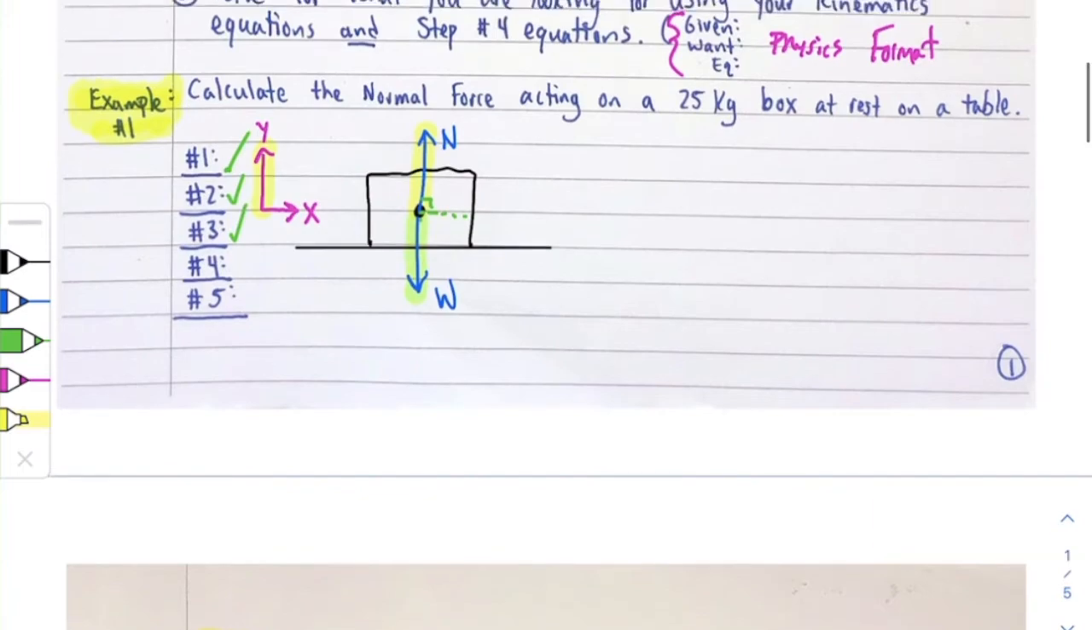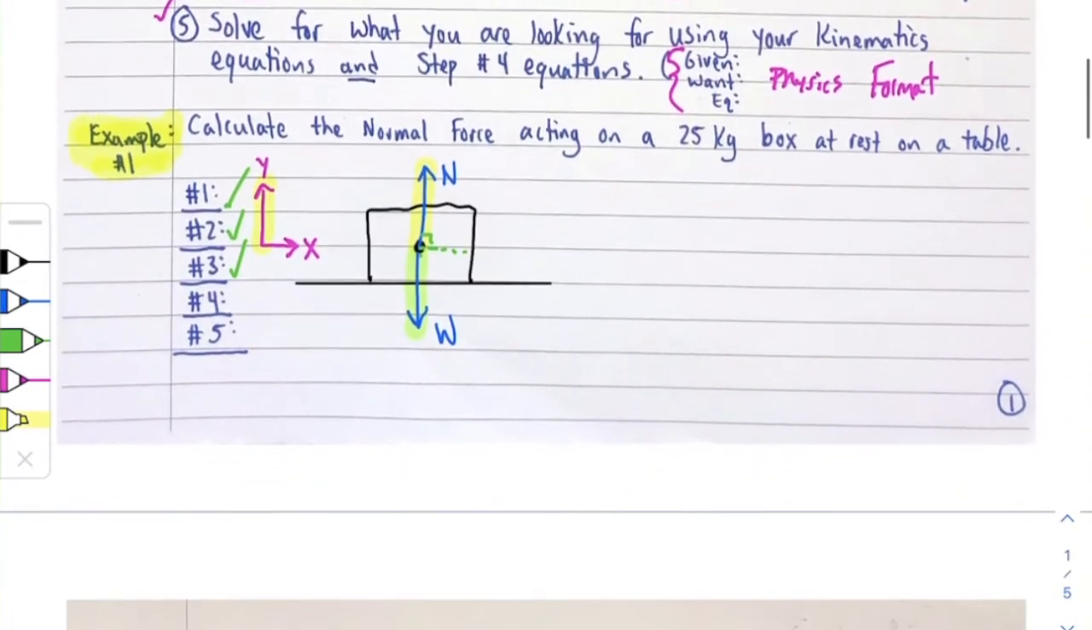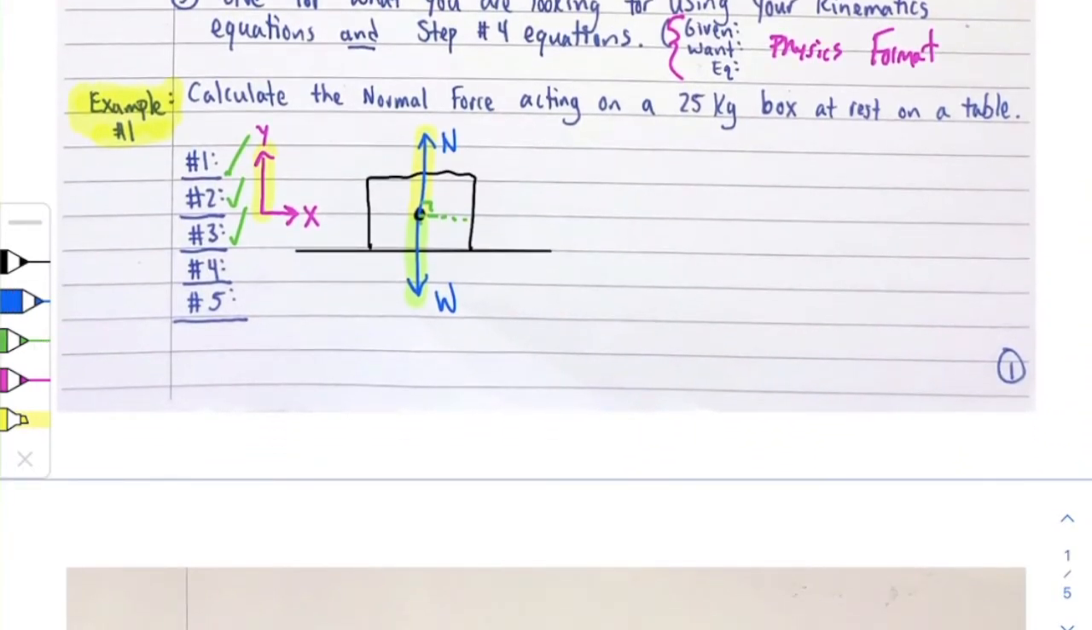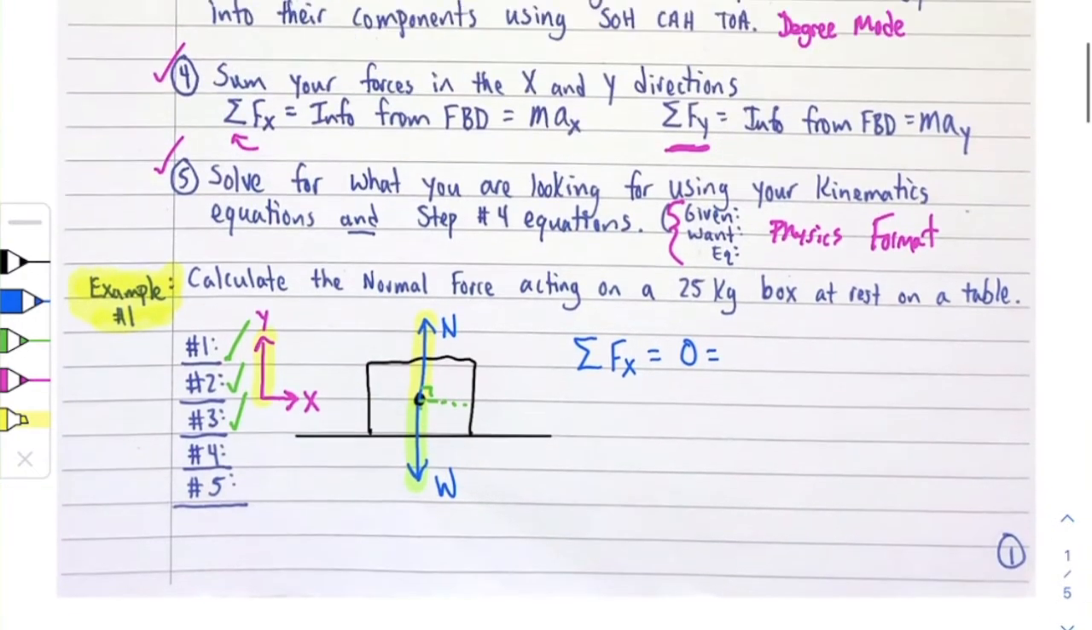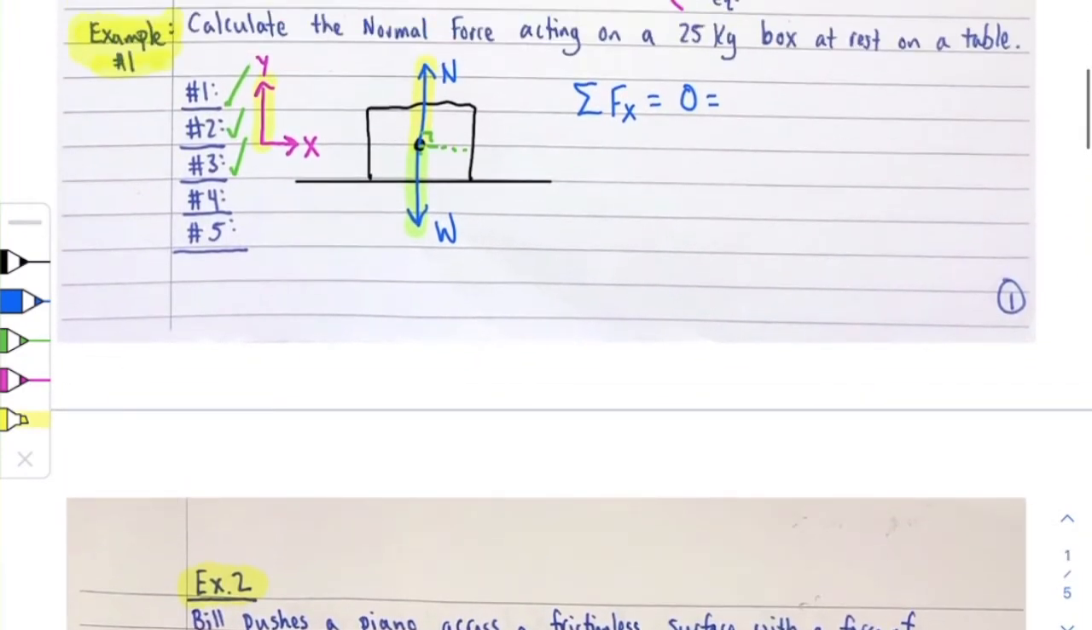Step 4 says sum your forces in the x and y directions. So let's come over here and we'll say we're going to add up our forces in the x direction. To get your forces, you look at your FBD, and I'm going to say, are there any forces in the x direction? And the answer to that is nope. So there's no forces in the x direction. And then it says info from your FBD, we have no forces, but you do set it equal to MAX. So I'll say that's equal to MAX.